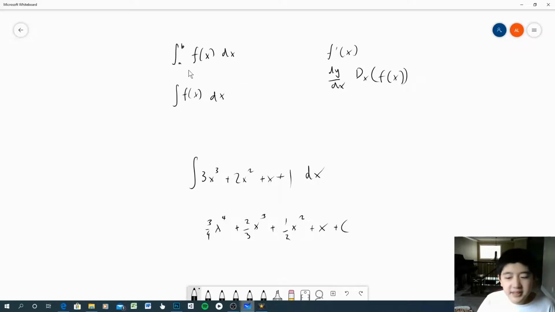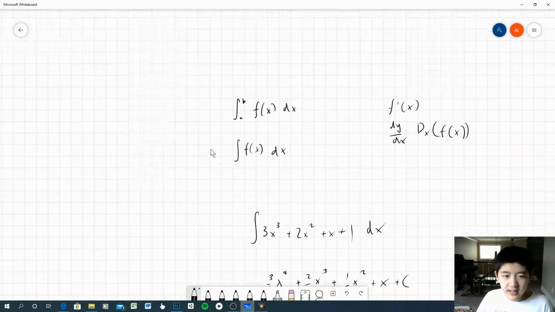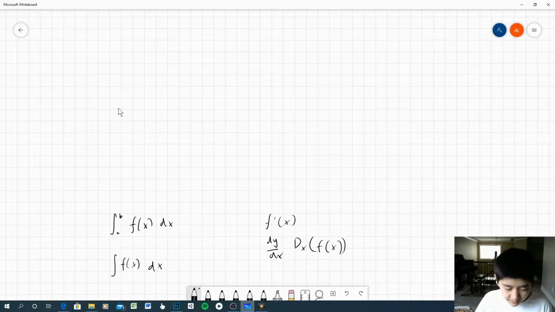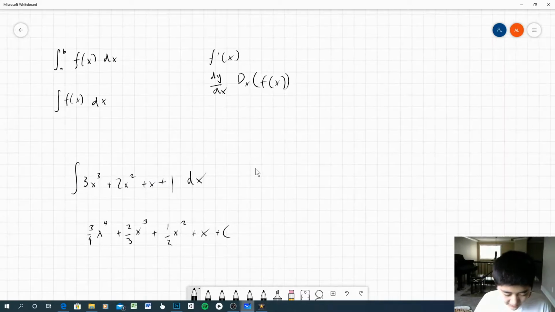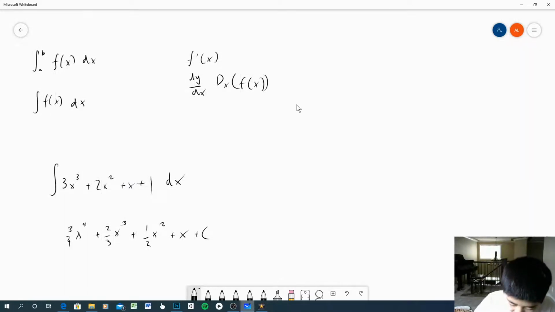Alright, but some people from the last video asked, how come there's no c when we take the definite integral? Okay, I'll give you an example right here. How about we use the same function? So, from 0 to 1, because those are easy numbers, of 3x cubed plus 2x squared plus x plus 1 dx.